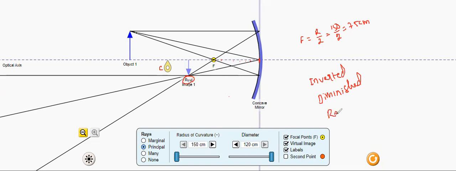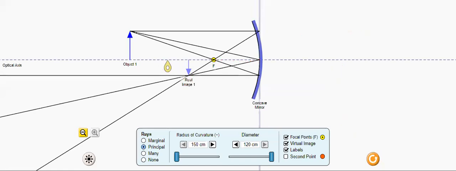So what are the properties of the image when the object is placed beyond the center of curvature? Inverted, diminished, and real. So these are the properties of the image, and the image is found between C and F. F is capital here, the focal point. Is it clear? Now change the position of the object. Slowly move this object to the center of curvature. Okay.